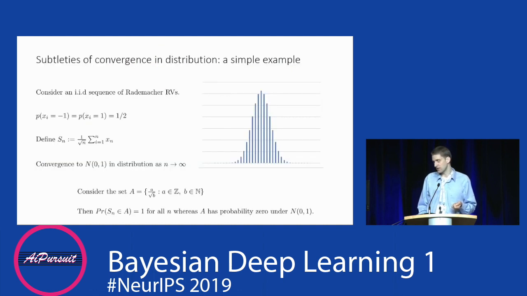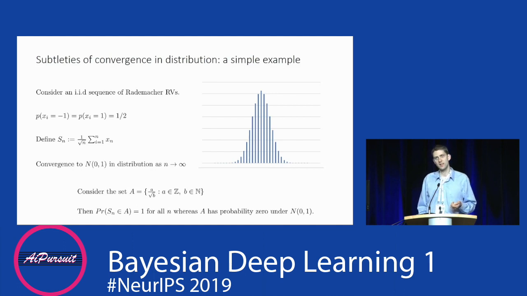Okay, and I mentioned some subtleties. So let's take an example. Consider an IID sequence of Rademacher random variables. That's just two possibilities, -1 or 1, both with probability a half. So that has mean 0 and variance 1.